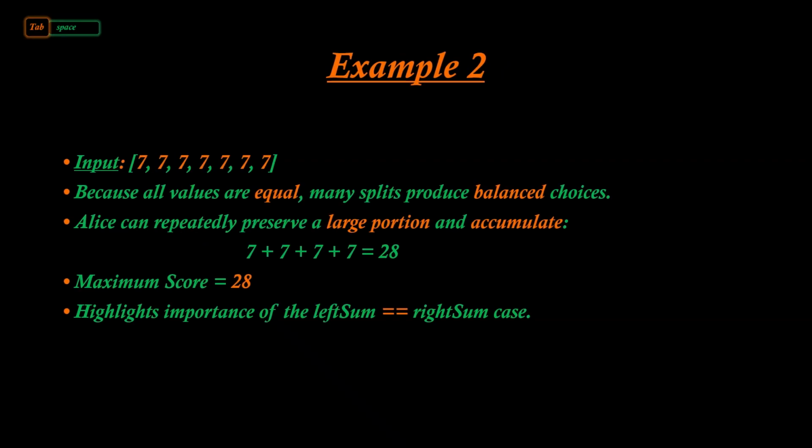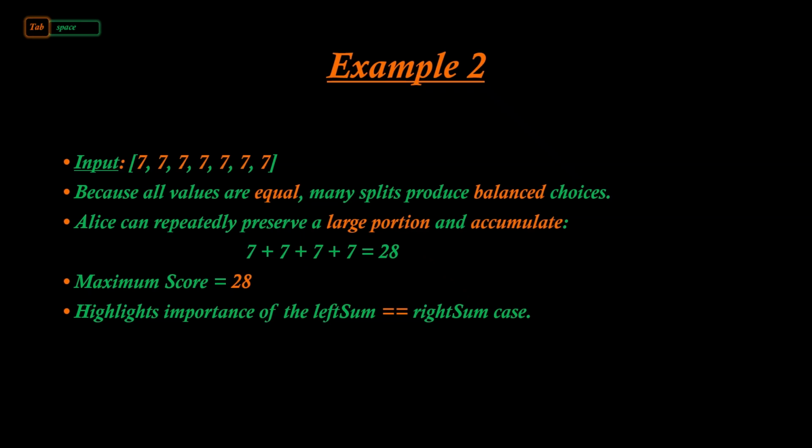Now let's look at the second example: 7, 7, 7, 7, 7, 7, 7. All stones have the same values. This creates many situations where the two sides can have equal sums. Whenever the sums are equal, Alice is allowed to choose which side survives. This flexibility is extremely valuable.